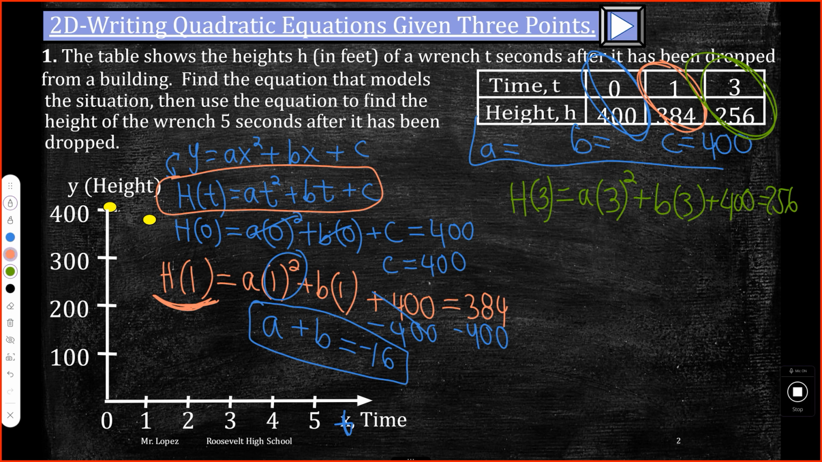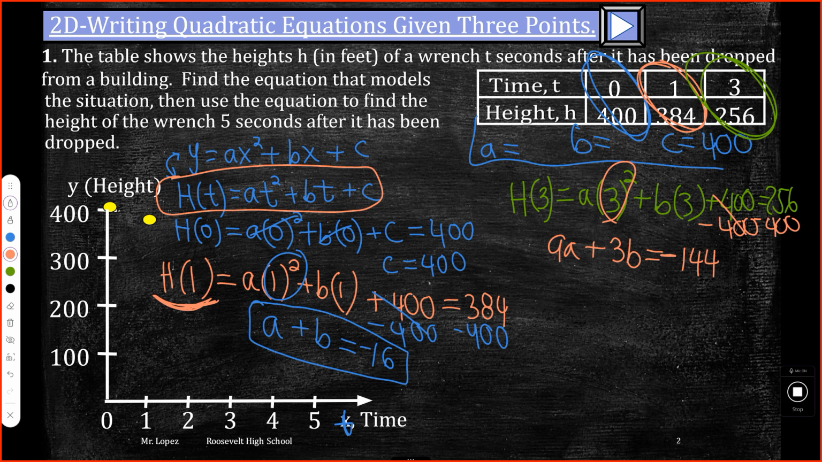What is 3 squared? 9A. B times 3 is 3B. I'm going to subtract 400 from both sides. You guys have calculators. What is 256 minus 400? Negative 144. I heard somebody say negative 144.